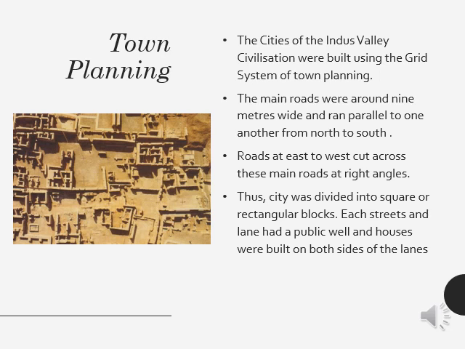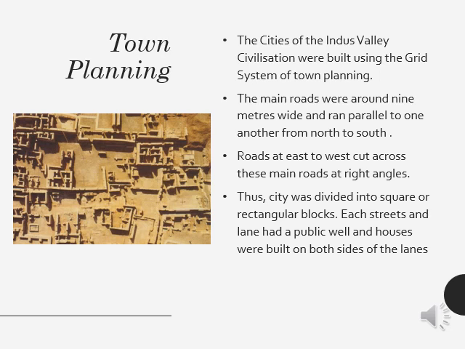So children, now we are going to discuss the town planning of the Indus Valley civilization. The cities were extremely well planned, and the main roads cut each other at right angles. The cities were built using the grid system of town planning. Children, grid system means a pattern of straight lines that cross each other to form squares. A grid plan is a type of city plan in which streets run at right angles to each other, forming a grid.